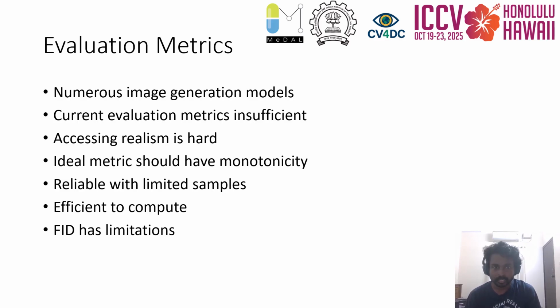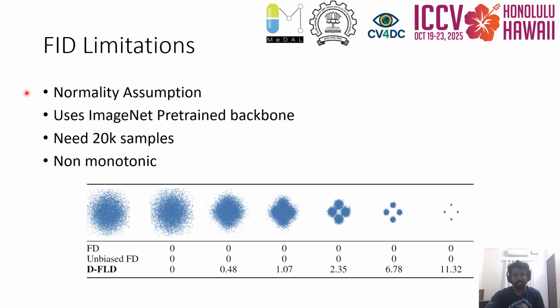The most popular metric currently in use is FID, and it has many limitations. FID calculation relies on a normality assumption which does not exist for real image distributions. For example, if two different distributions have the same mean and the same standard deviation, the FD distance computation will give a zero value even though the distributions actually look different. It also needs at least 20,000 real and generated image samples to give a reasonably stable metric value. And also, previous work has shown that FID is not a monotonic metric to image degradations.